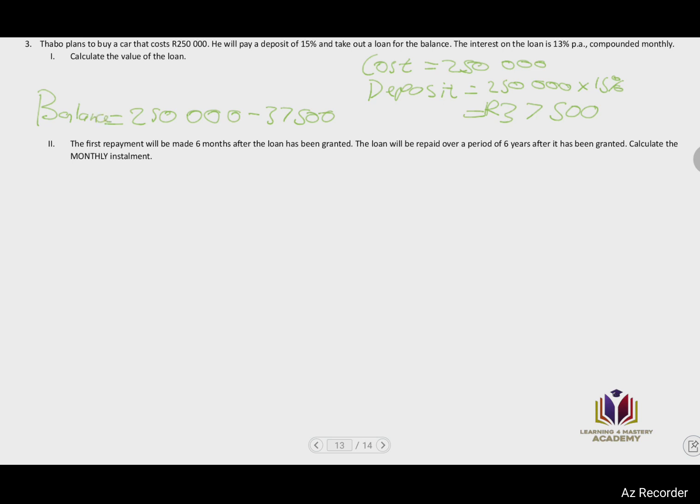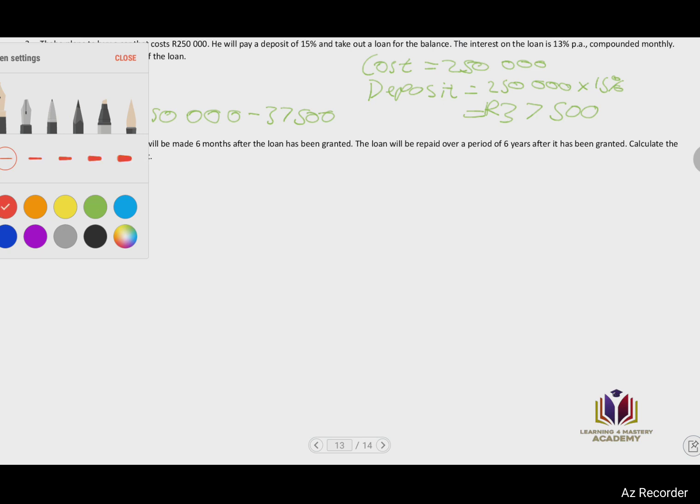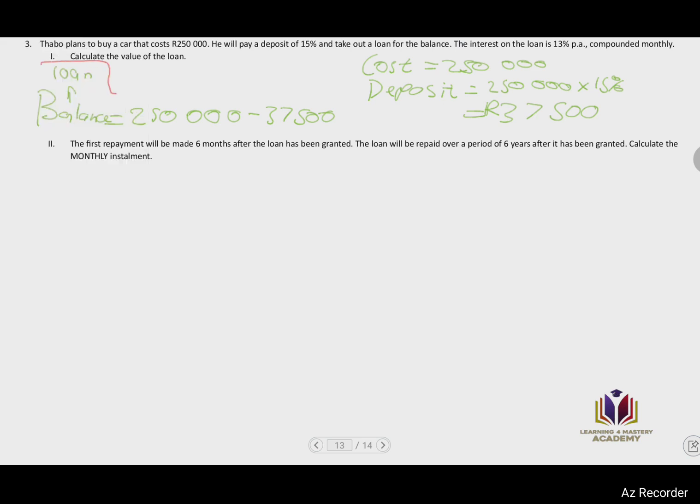So that will then automatically just be the loan amount, right? The interest on the loan is 13% per annum, compounded monthly. Now, the first question says, calculate the value of the loan. Oh, look at that. We've already calculated the value of the loan. There it is. See, how did we calculate it?